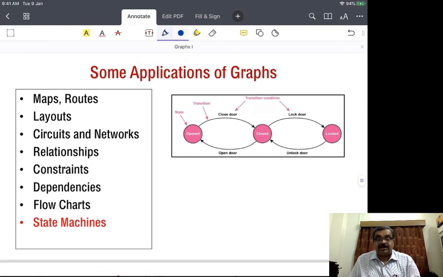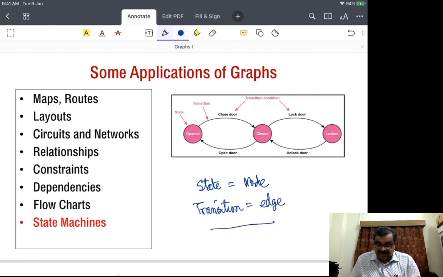Those who are working in areas related to designing of machines know that we design machines which are state transition machines, and these state machines consist of states and transitions, and each state is a node in the graph, and each transition is an edge in the graph. Typically, state transition graphs have cycles looping back to each other, and we shall see what properties they hold.